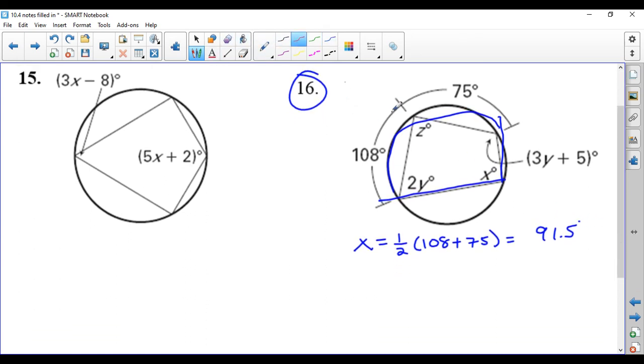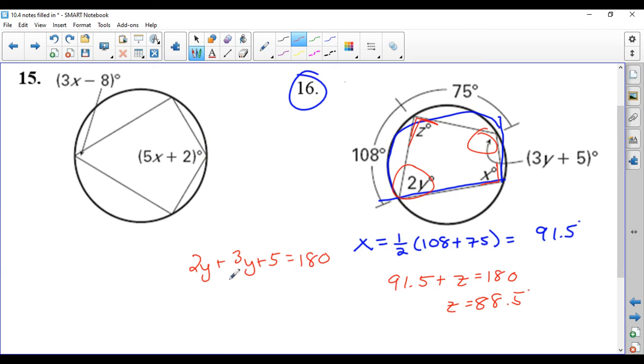Now that we have x, we can look at the angle that's opposite of x. X and z are opposite angles in the inscribed quadrilateral, so they must be supplementary. 91.5 plus z must add up to 180 degrees, which makes z 88.5 degrees. The other pair of opposite angles is both in terms of y. So when I add those two angles, the 2y plus the 3y plus 5, it must add up to 180. This is 5y. I'm going to subtract the 5, divide both sides by 5, and I get that y is 35.